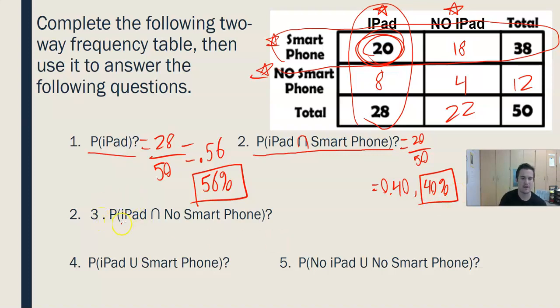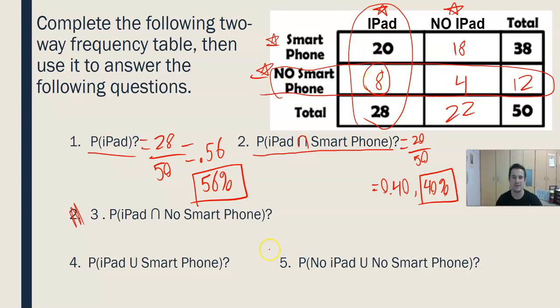Well, how about this? What about the probability of someone who has an iPad and no smartphone? Instead of the row with a smartphone, we're going to be looking at the row with no smartphone. It looks like there are 8 people who have an iPad but don't have a smartphone.